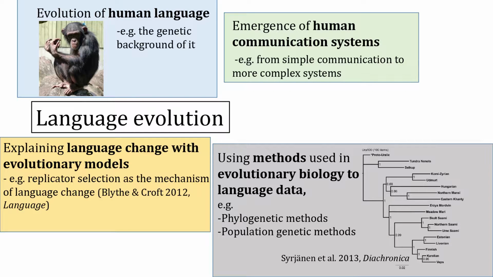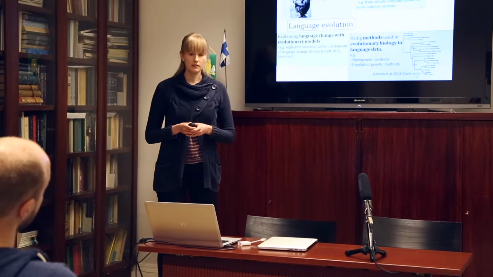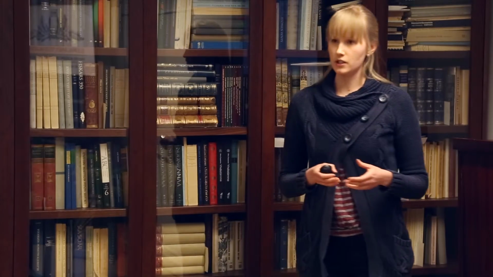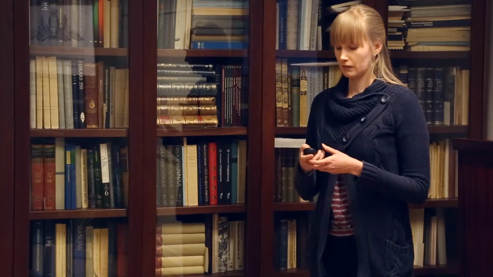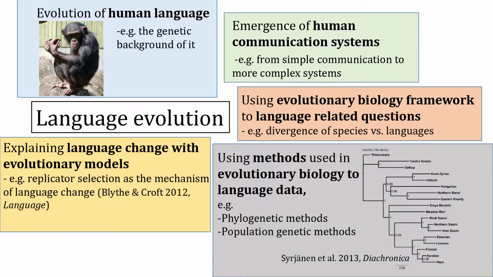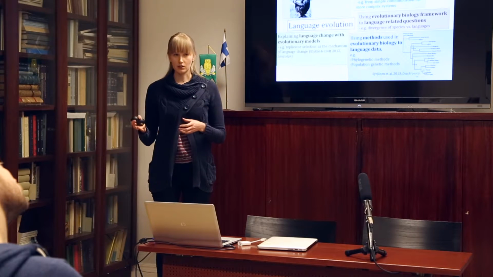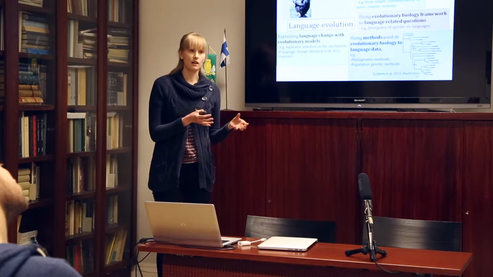Then there is a way of using evolutionary methods used in biology to study language-related questions and to apply them to language data. For example, you can use these phylogenetic methods, with which you can draw the trees used in biology to make species trees, to make these language trees like here. And then you can take population genetic methods to analyze dialect data, for example. And then the final one which I want to mention here is taking a step further from the evolutionary biology methods to the whole evolutionary biology framework and applying that to language-related questions. Meaning that as there is a convention for how to study, for example, species divergence in biology, you apply that whole framework to study how languages have diverged.